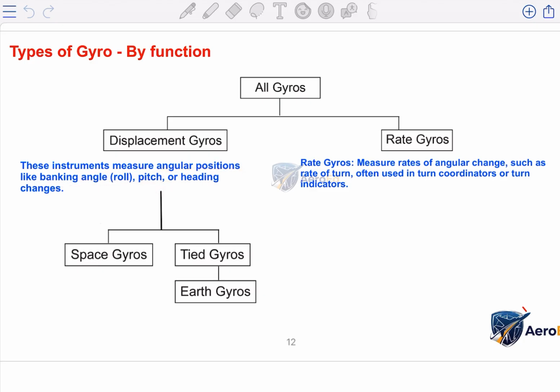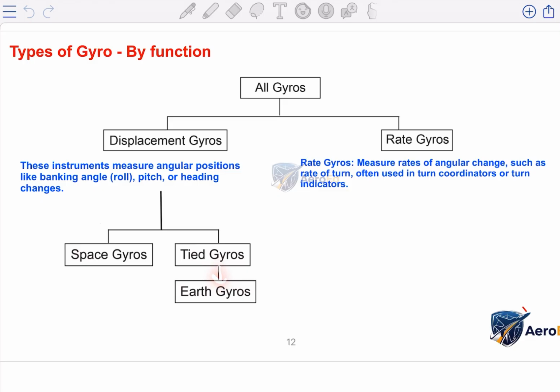Alright, next is the rate gyro. From the name itself we can understand that it measures the rate of angular change, such as the rate of turn. This is the reason it is used in turn coordinators or turn indicators. Now you can see that displacement gyros are divided into two, space gyro and tied gyro, and under tied gyro there is the earth gyro.